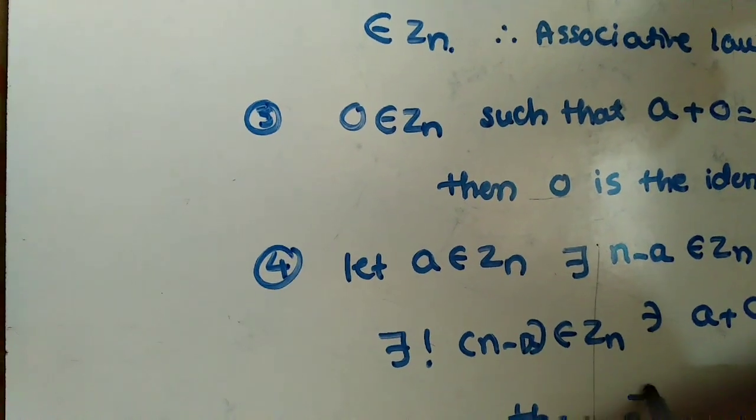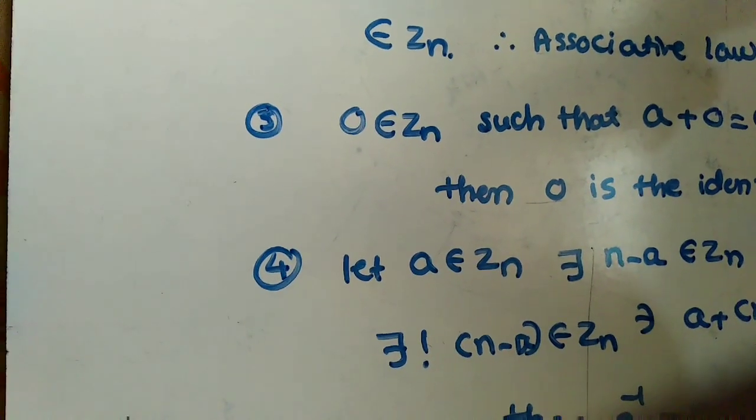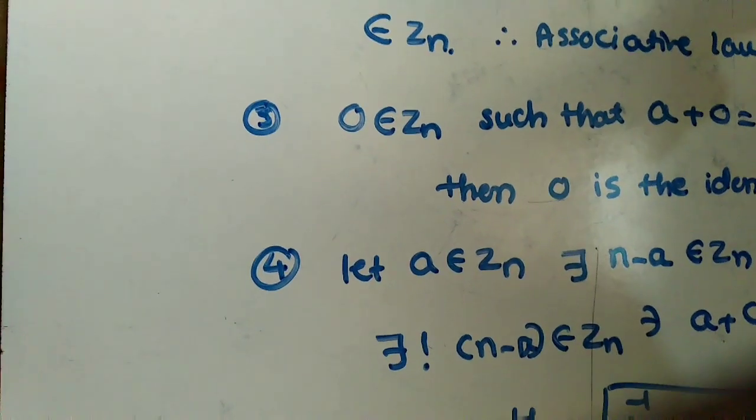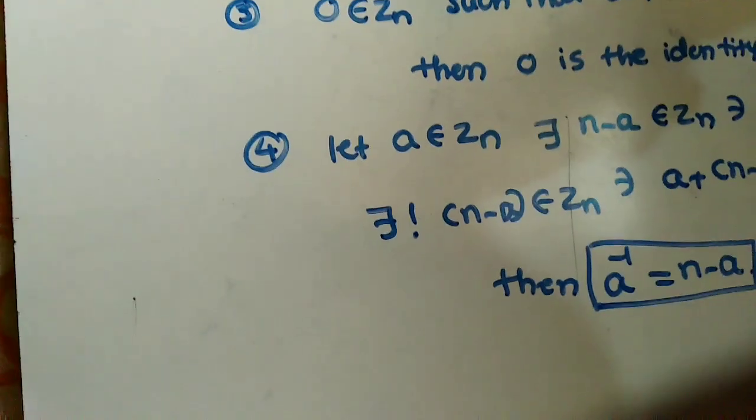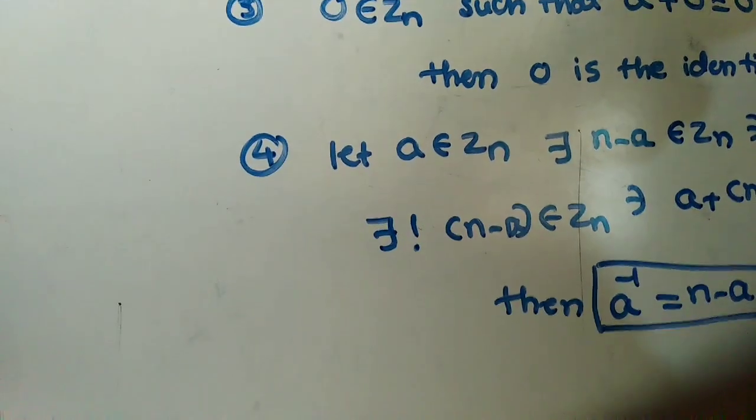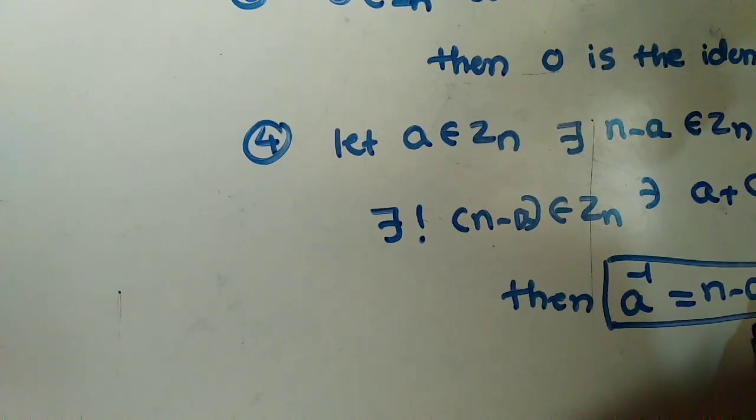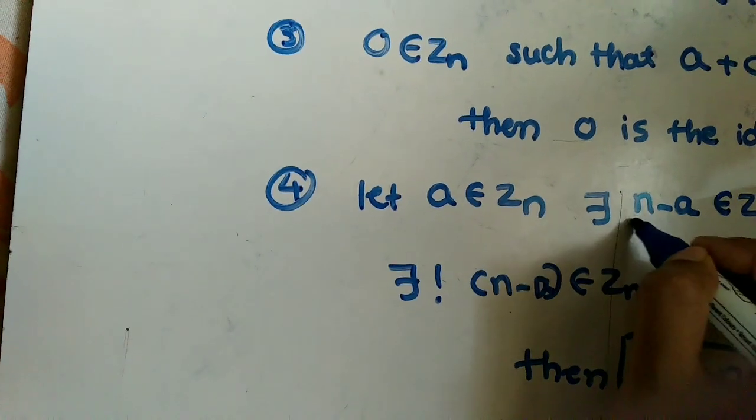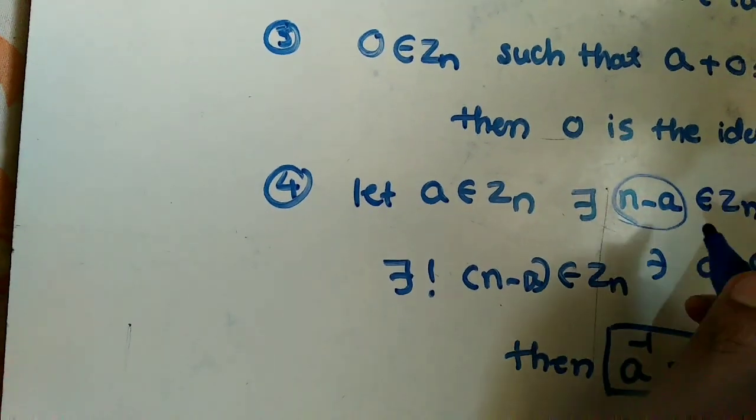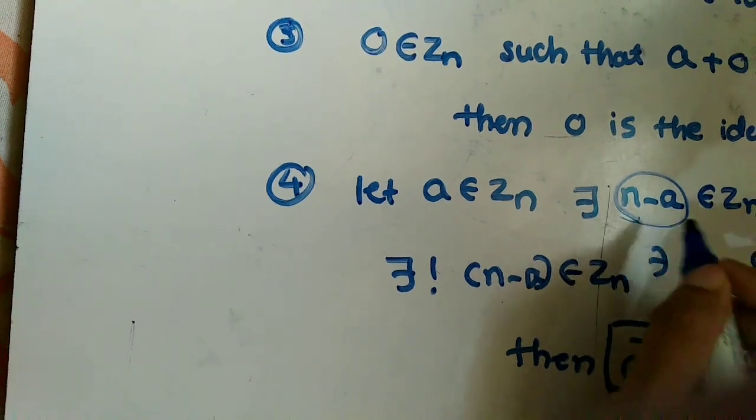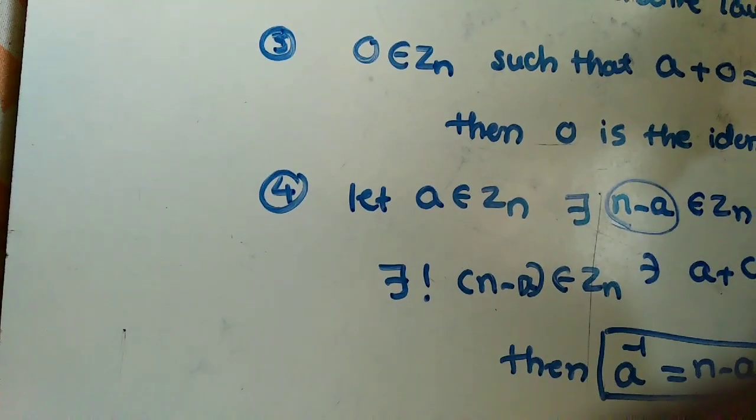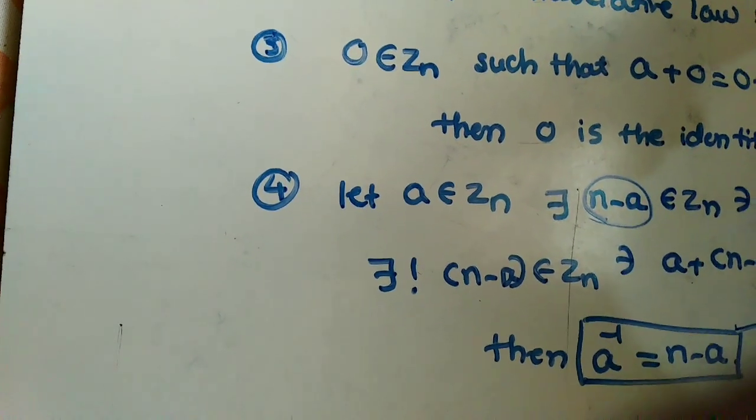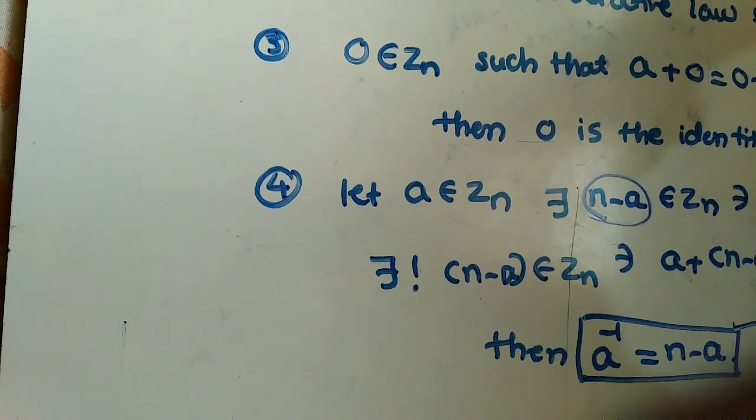Then the inverse of a is n minus a. This is very important, guys. If they ask for finding the inverse of any element in Zn, and you remember this, then you can easily find the inverse element. Since my operation is addition, a plus a inverse gives me the identity element, which is 0.